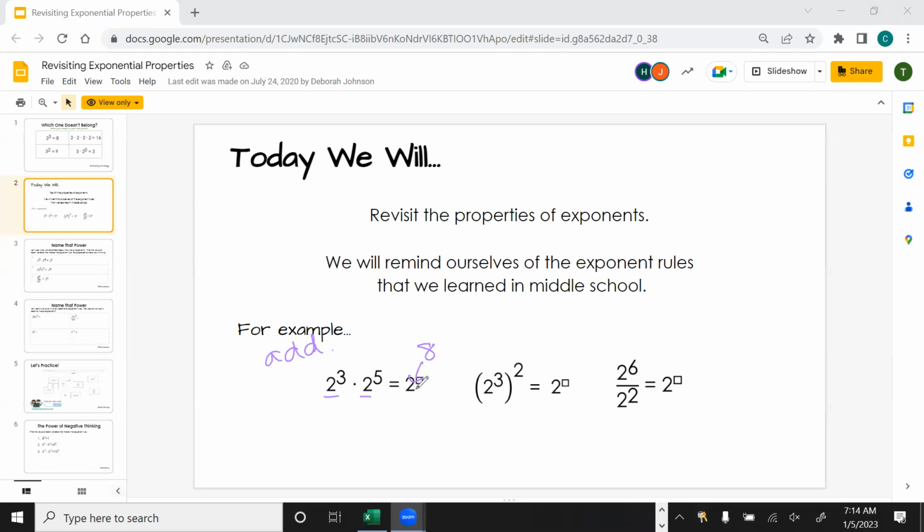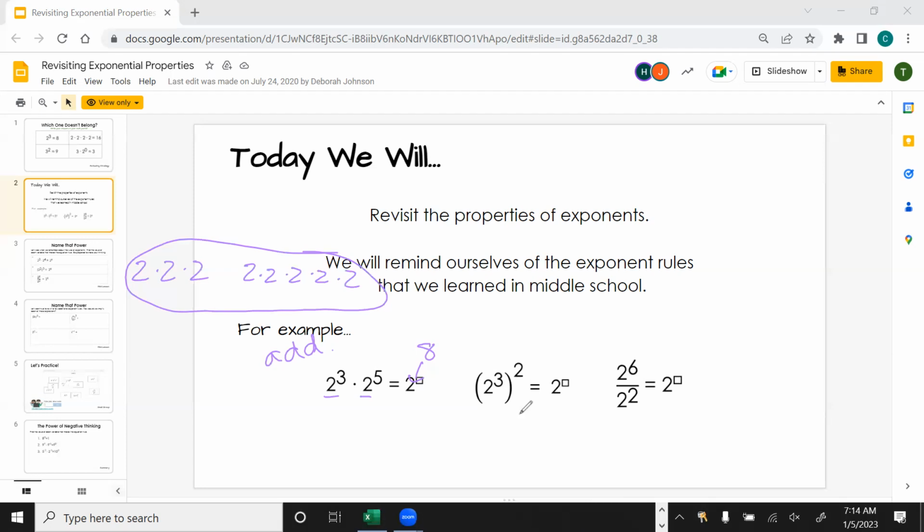Okay, another way to do this, because I always struggle with my exponent rules. You think about it this way. There's 3 2's and there's 5 2's. How many 2's do we have in total? Boom. Does that make sense?